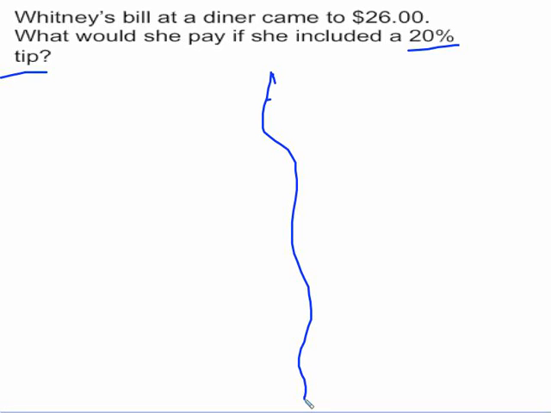Method one is going to say, okay, let me calculate my tip first, and my tip is going to be 20% of my bill.